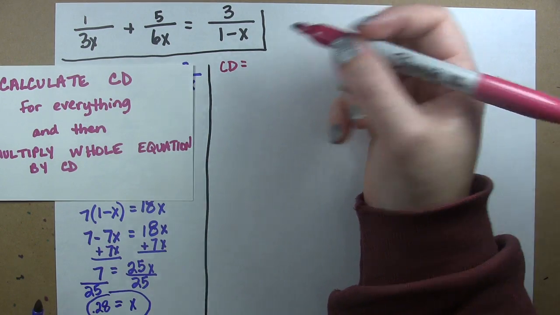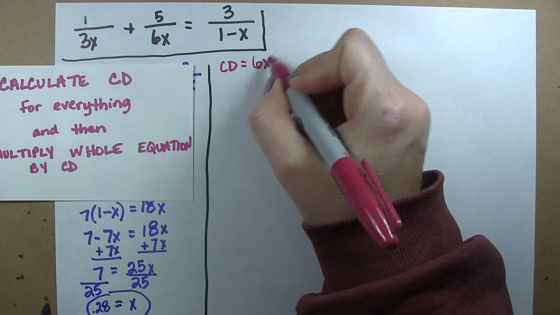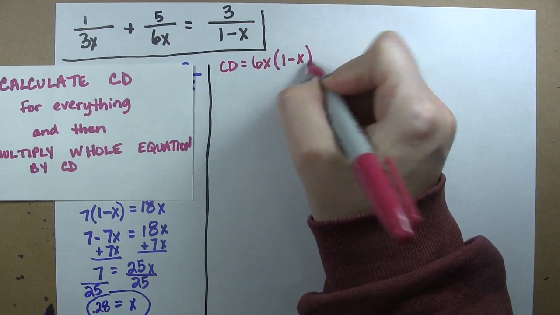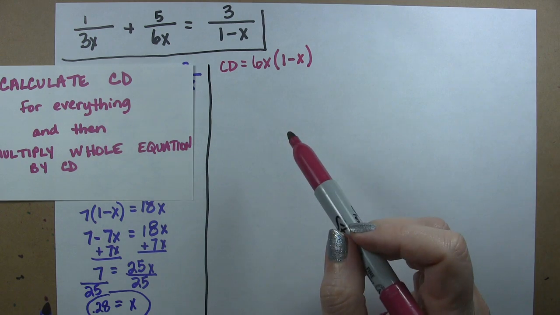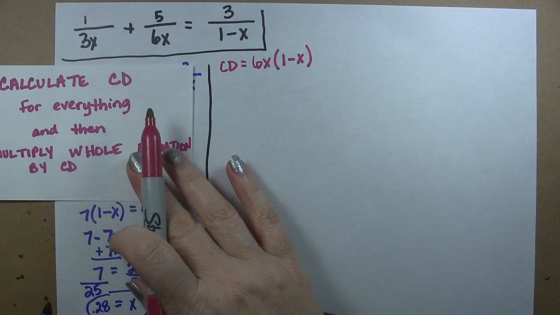And it's not clear to me either. I like the 6x, but then we need to multiply the whole thing by 1 minus x. So if I turned everything into that, I would be in good shape. All right, let's work on it.